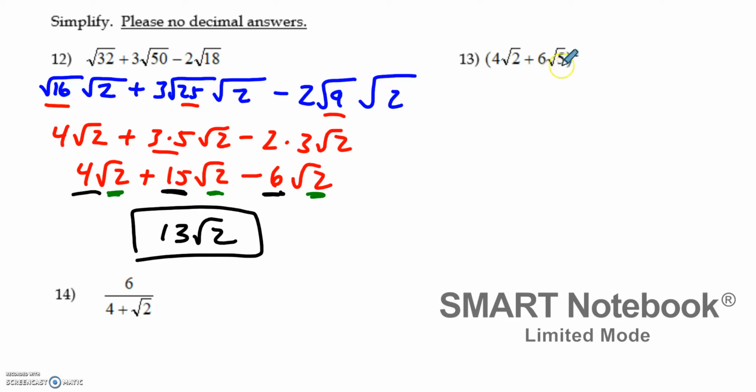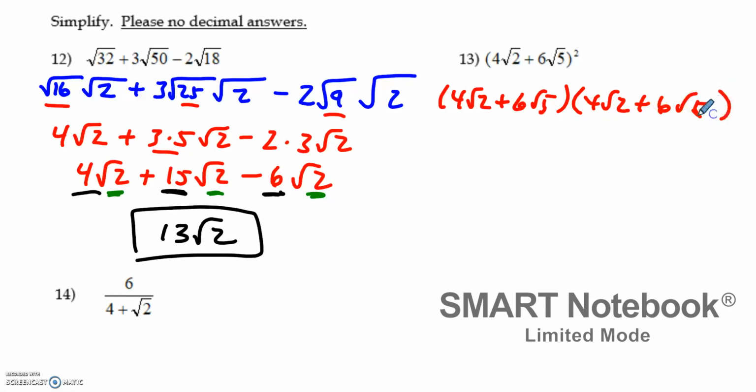Number 13, again, please don't be fooled. When you see something squared, it's tempting just to square both pieces, but because this plus sign is here, it is always a good idea to write out the problem twice. 4 root 2 plus 6 root 5, and then another 4 root 2 plus 6 root 5. When I write it out this way, I notice that I have to do the distributive property or FOIL.